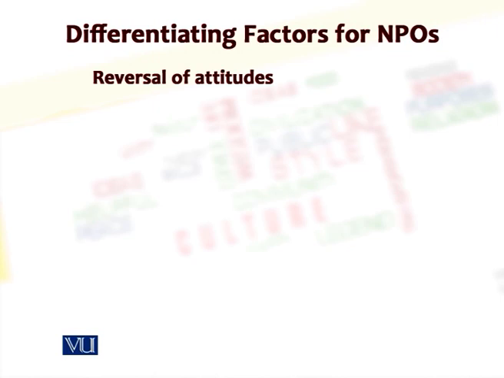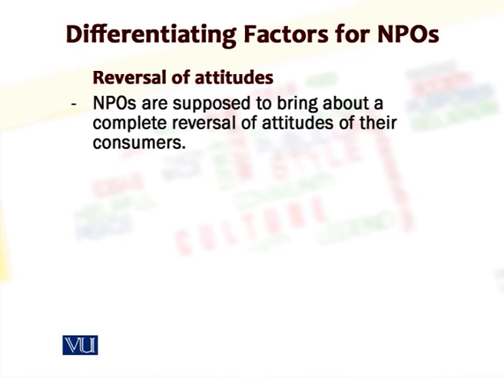The next factor is the factor of reversal of attitudes and behaviors. As the terminology suggests, the basic job of the marketing people within the NPO sector is to completely reverse the attitudes and behavior of their target audience. And needless to say, it is a huge task. I've been underlining it over and over again. They have to convince the people about new behaviors which they think are more beneficial for the target audience.